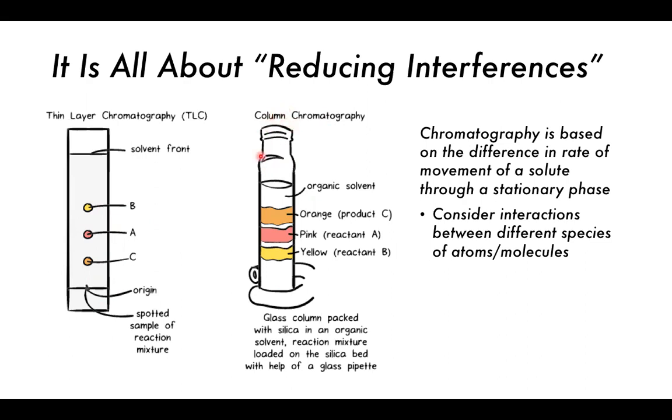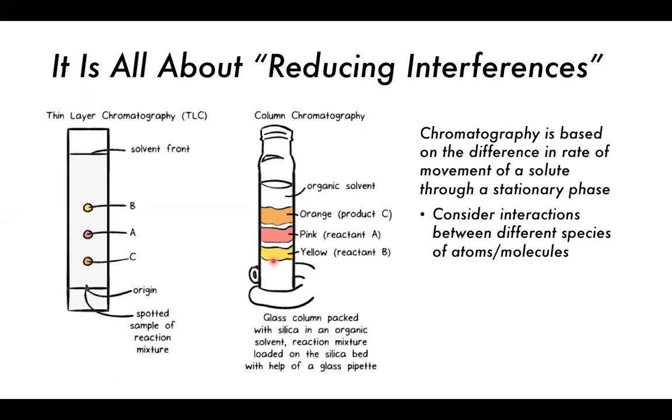have a glass column, maybe like this, and we're packed with silica in an organic solvent. So maybe like acetonitrile or something like that. Then we would place at the top our sample along with the organic solvent, and then that would pass through the packed silica column, and the different components would get separated out based on how quickly they're able to move through the silica. So that really depends on how much they interact with it. So if they don't interact very much, typically they move very fast through the column, but if they interact a lot, then they will be slowed down considerably.